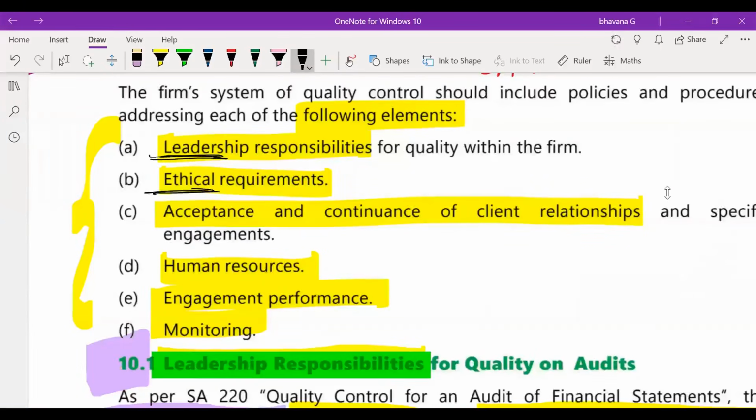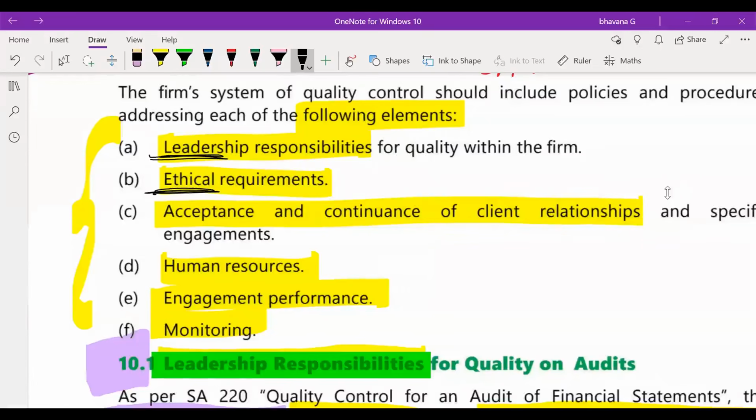Next is ethical requirements. So if you want to maintain quality, you must have a few ethical requirements. You must have integrity. You must be honest when you do work. You must have confidentiality. All these ethical requirements you should have. Then only the quality of audit will be very good.